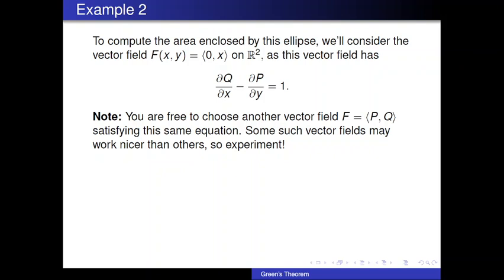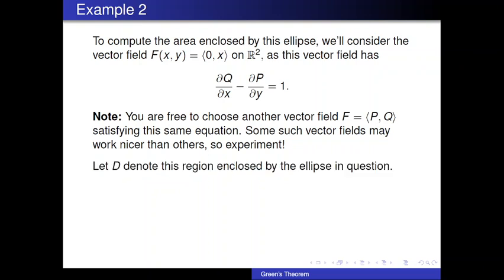And so I said here again, you're free to choose another vector field, and some may work nicer than others, so experiment. It looks like there's a lot of experimenting going on here, between parameterizing curves and picking choice vector fields that satisfy this equation. There's a lot of room for freedom, and there's probably a lot of room for mistakes too. So be careful.